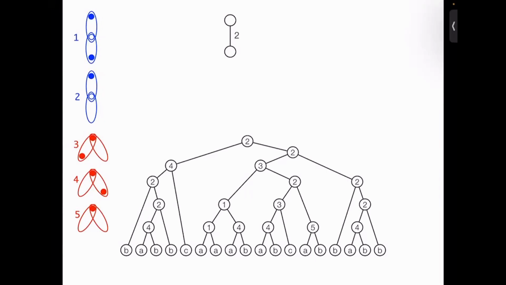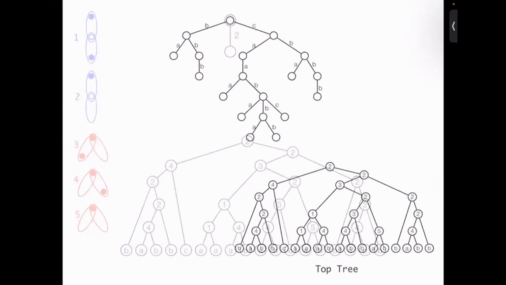Okay, so this gives us a new tree, and of course this doesn't take any less space than the other tree we had before, right? Because now the number of nodes in this new top tree, as we call it, is actually 2 times the number of edges in the original tree, right? So what is the point? Well, let's look at it.